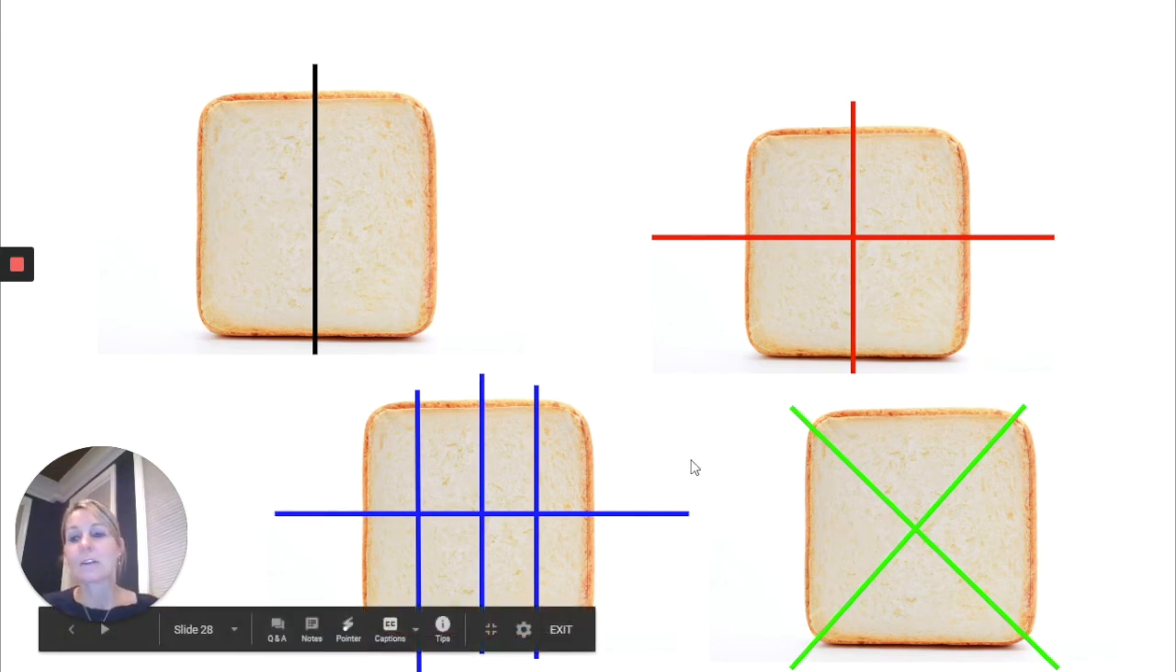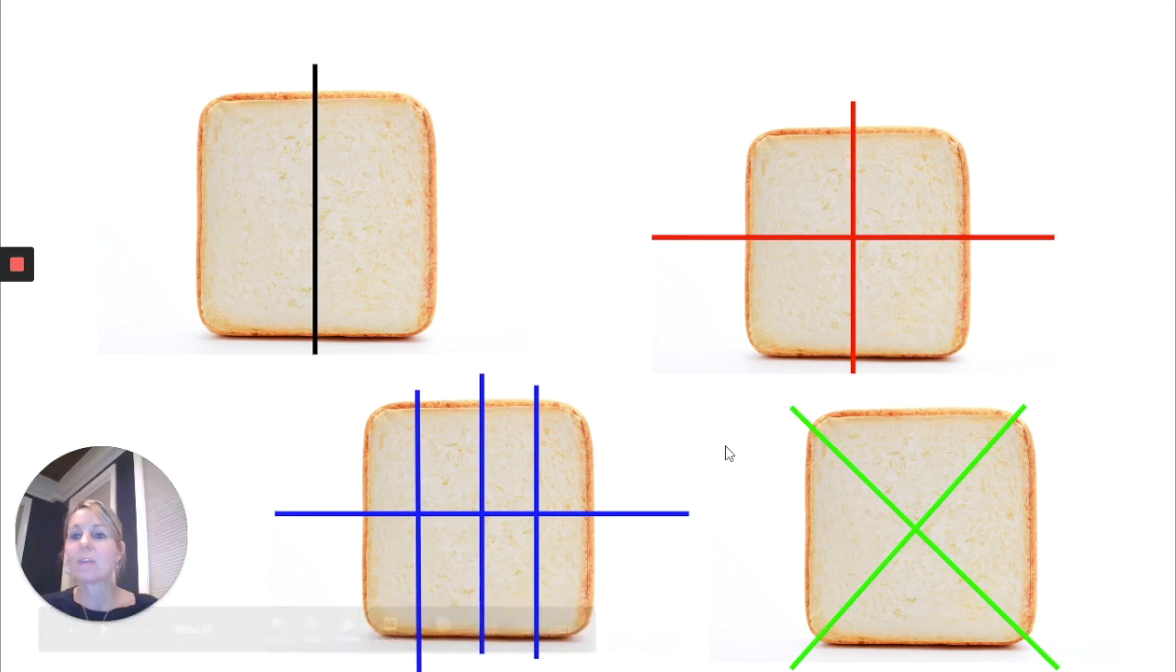I hope that you all learned a lot about fractions this week and you can keep checking around your house for things that you can find to represent fractions.